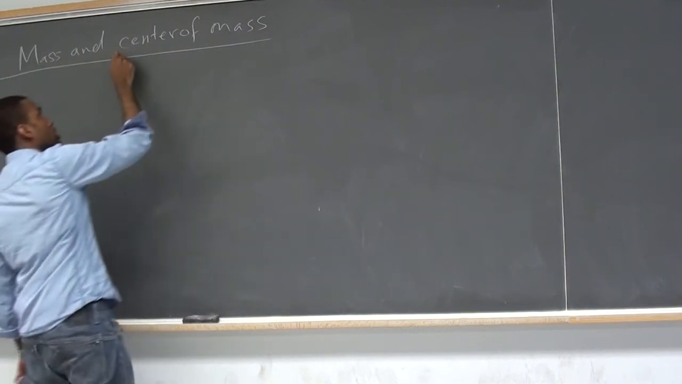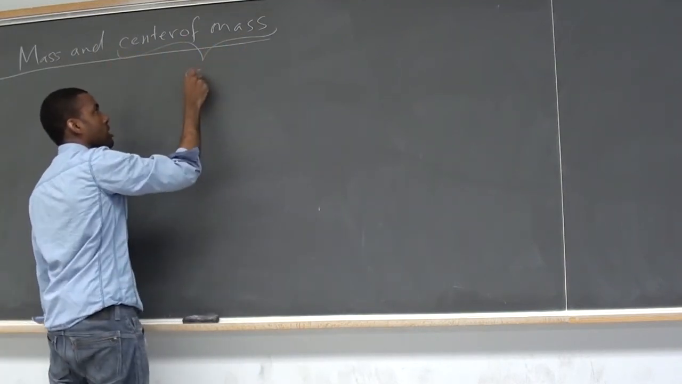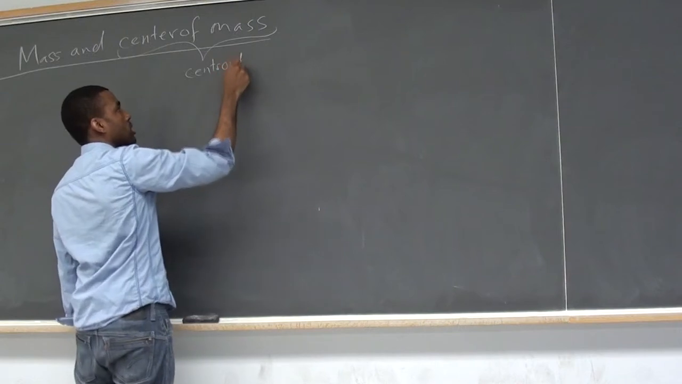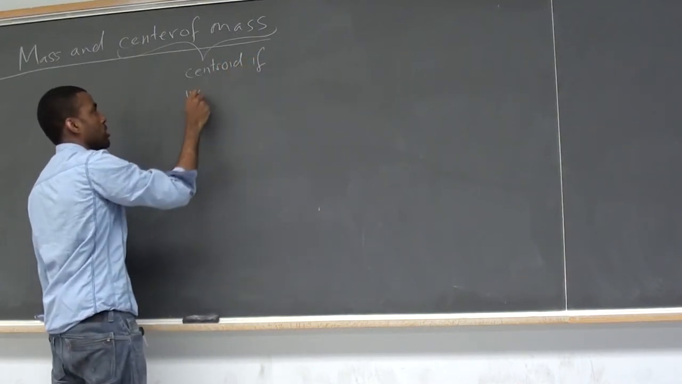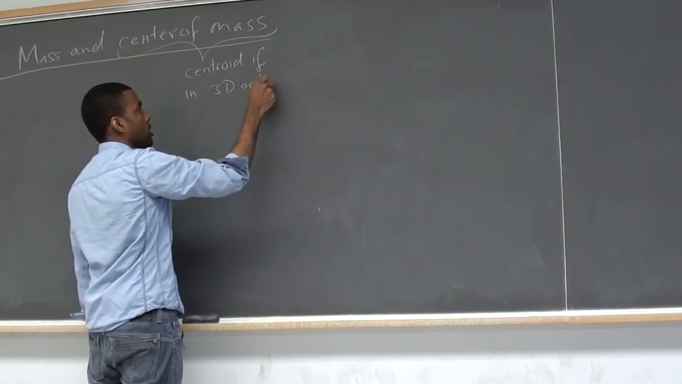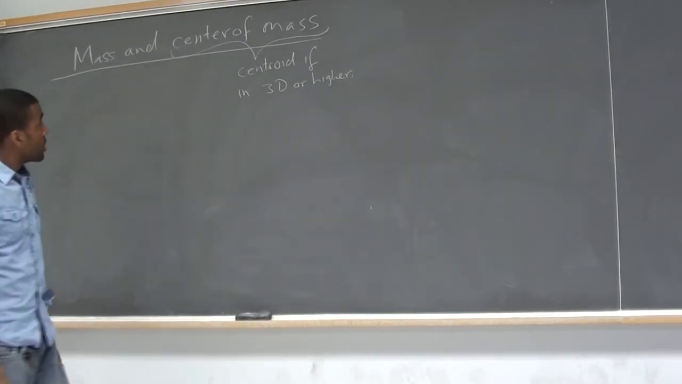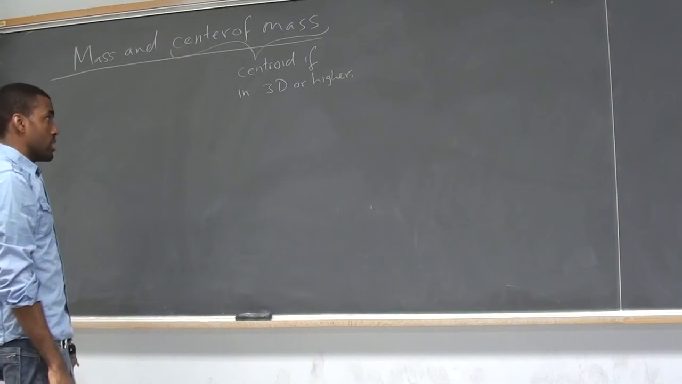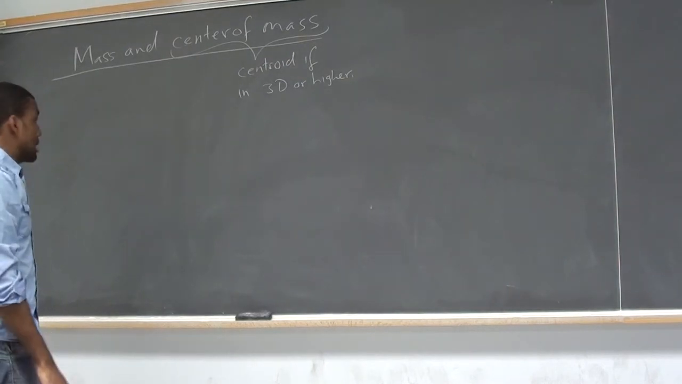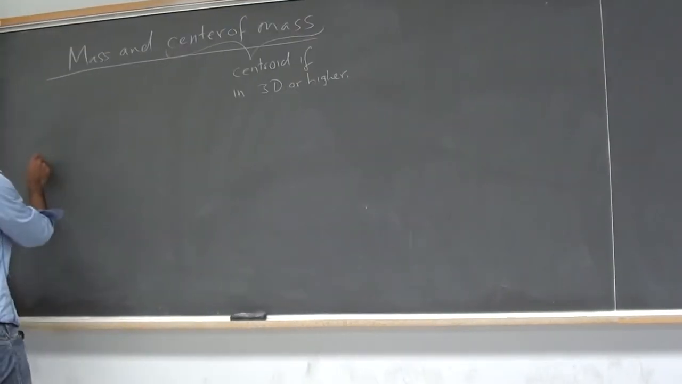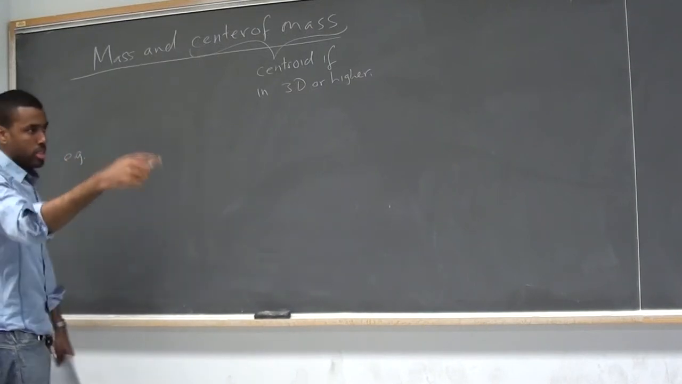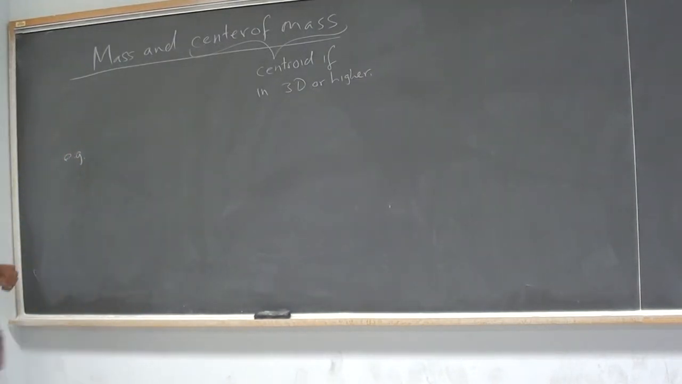Alright, so center of mass, it's called centroid if in 3D or pi. So if you see the word centroid, it's the same thing as center of mass. But like we said, there were basic formulas for it, and I actually came up with an example. I gave you the formulas last class, so I'm not going to repeat them.